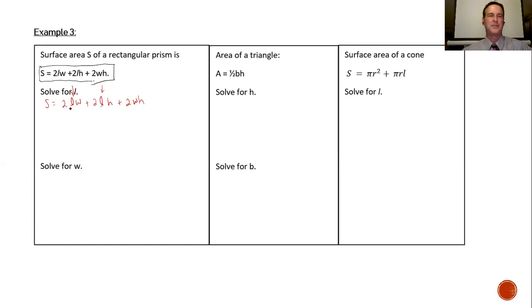And what's too bad is you have too much stuff on this right side. While L's are good, this dude is not. So we got to get rid of it. And how are we going to get rid of it? Well, the opposite of add 2WH is to subtract 2WH. And I got to do it to both sides. That'll leave me with, on this left side, and it'll look kind of ugly, S minus 2WH.